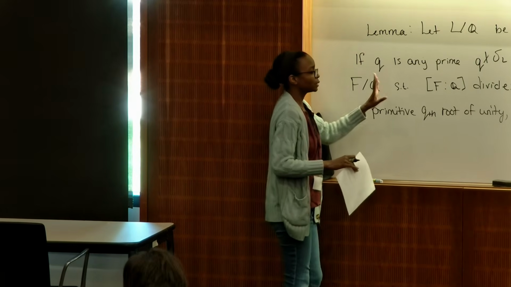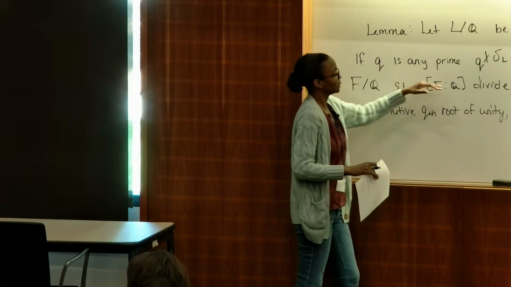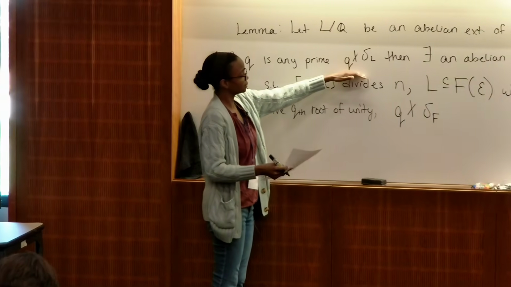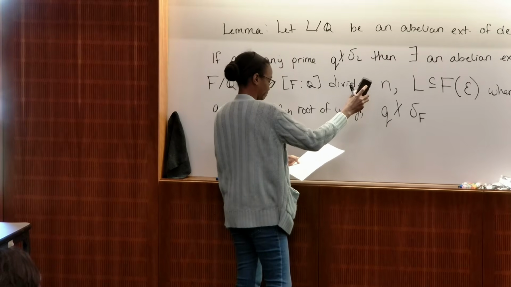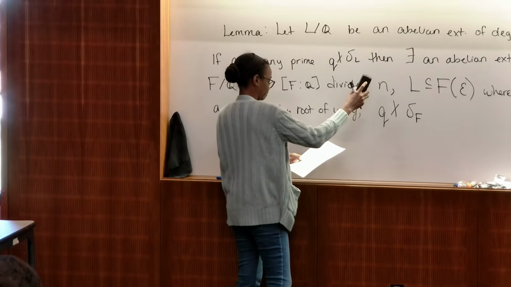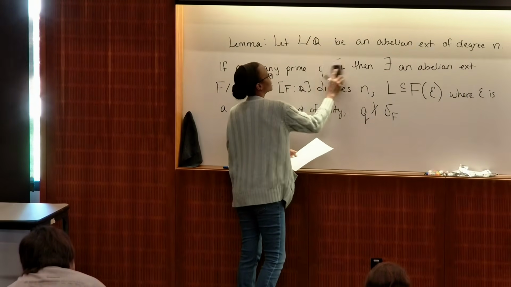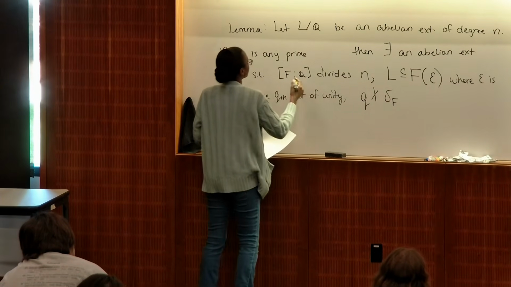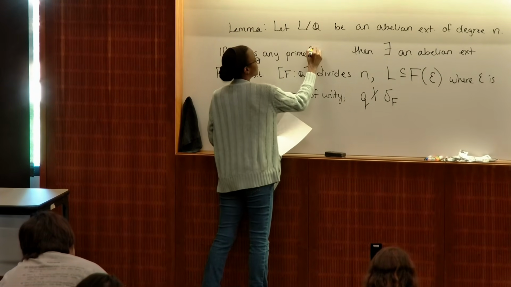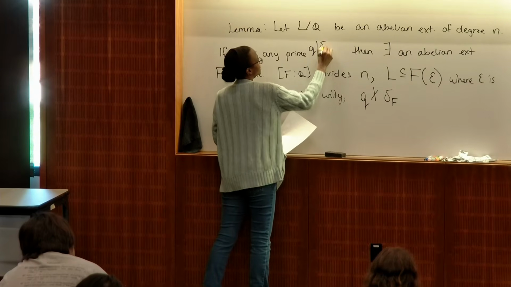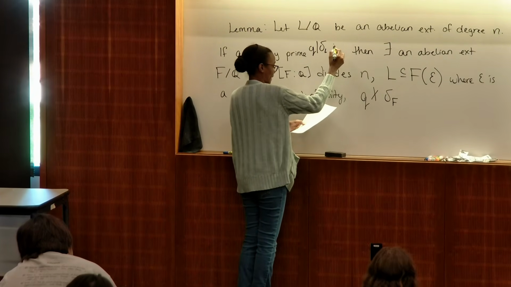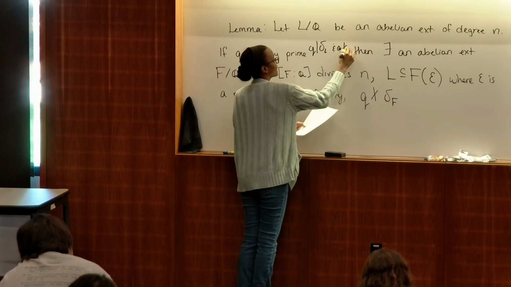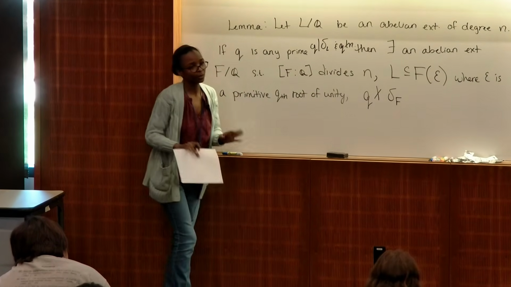Okay, so Q is a prime dividing the discriminant. That's the condition I need. Let's try it again.